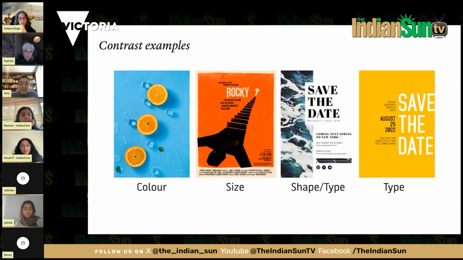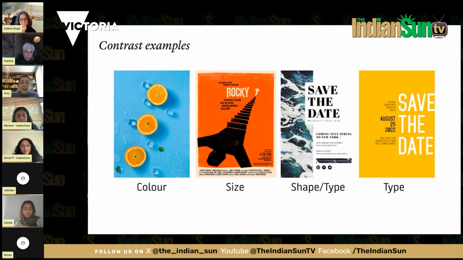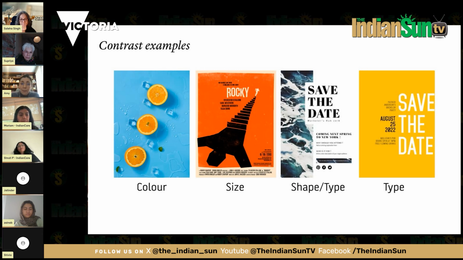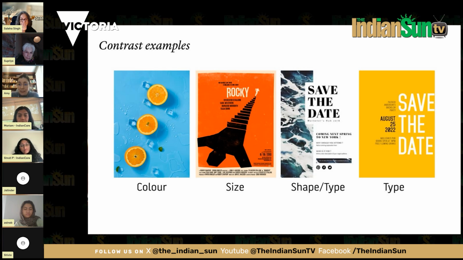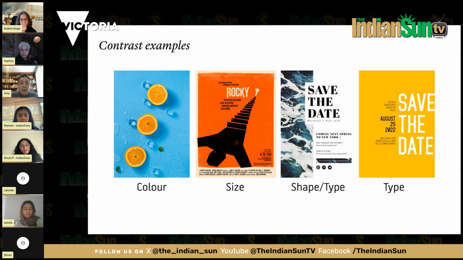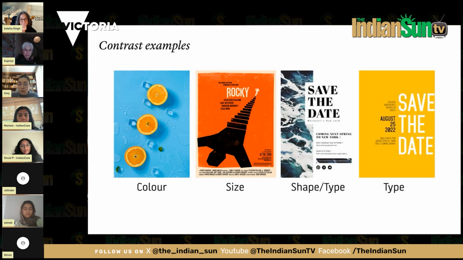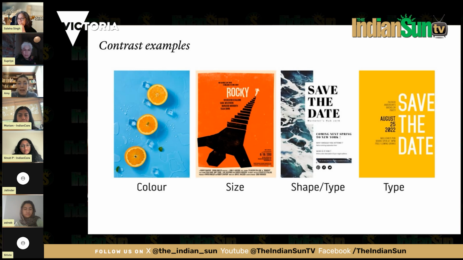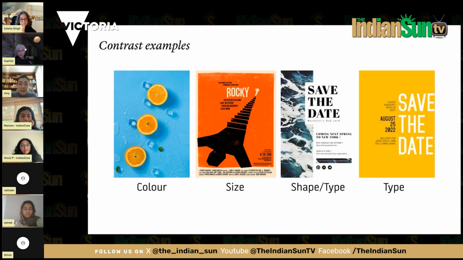So next slide. We can do it in different ways. We've got color, size, shape. Contrast is quite powerful because what you're doing is highlighting difference. So whether it's through color, size, shape, and type, these differences create visual interest and can draw attention to different elements, and this can make your design more engaging and effective.